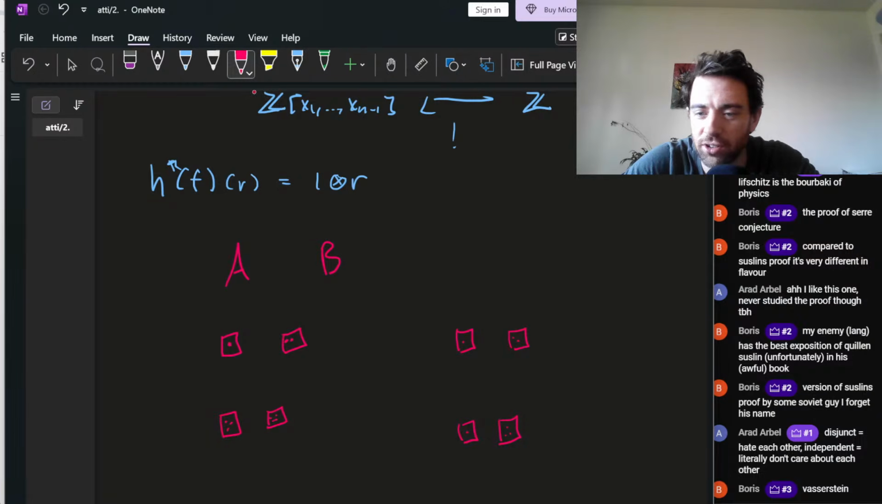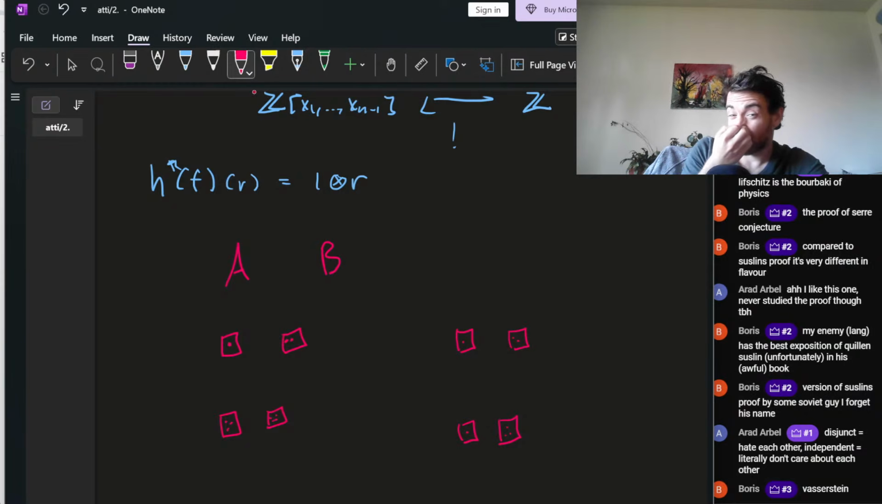Disjunct equals hate each other, independents literally don't care about each other. Yeah, that's a good way to say it.